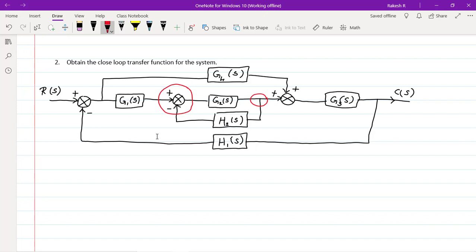Now we shall see the next case, G2 and G3. G2 and G3 are in series here, right? G2 and G3 are in series. We cannot take. Why? Because we have a summing point here and we have a takeoff point in between that, right? So what is the next step? We don't have parallel blocks, we don't have series blocks.